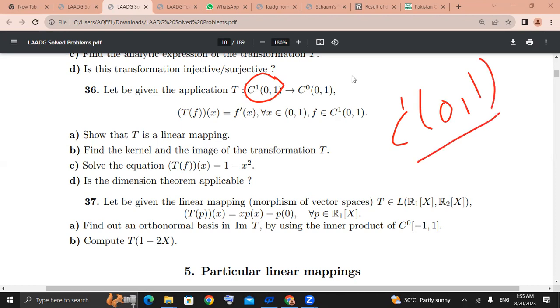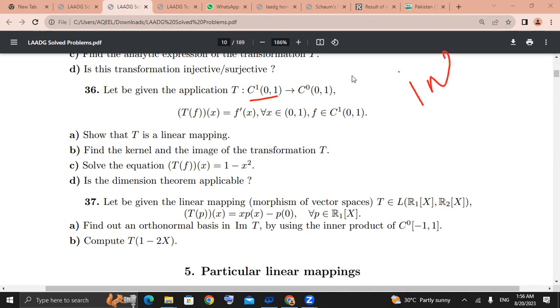For differentiability, there are many functions, so we cannot pin down the dimension of its domain. In this case, the dimension of the transformation is infinite. When the dimension is infinite, then the dimension theorem is not applicable. The dimension theorem is valid only for finite dimensional spaces. So it's an infinite dimensional space. That's why this transformation does not satisfy the dimension theorem.